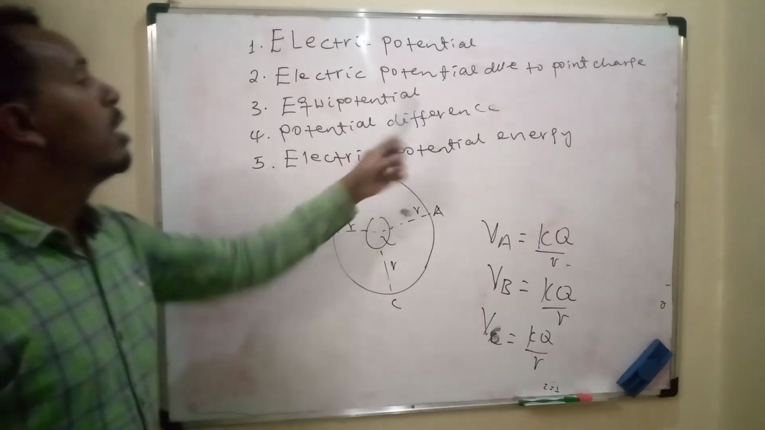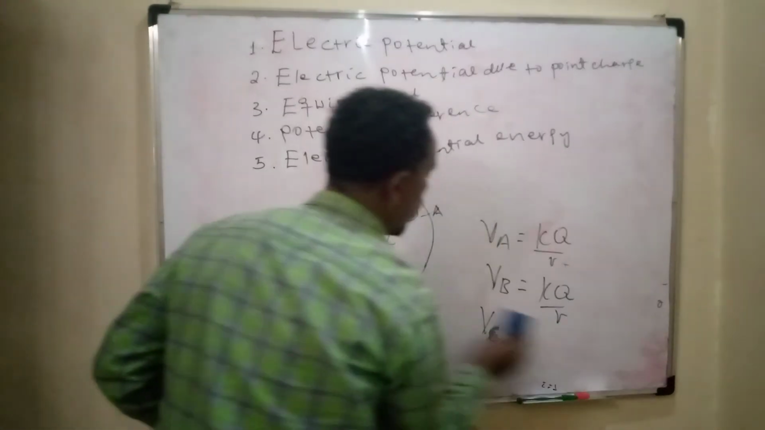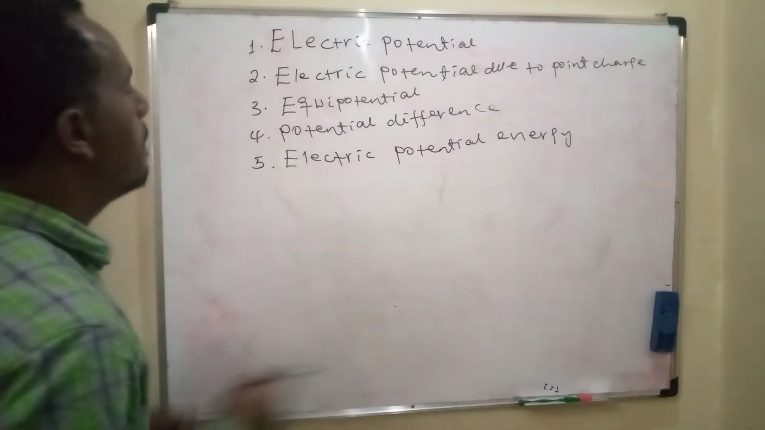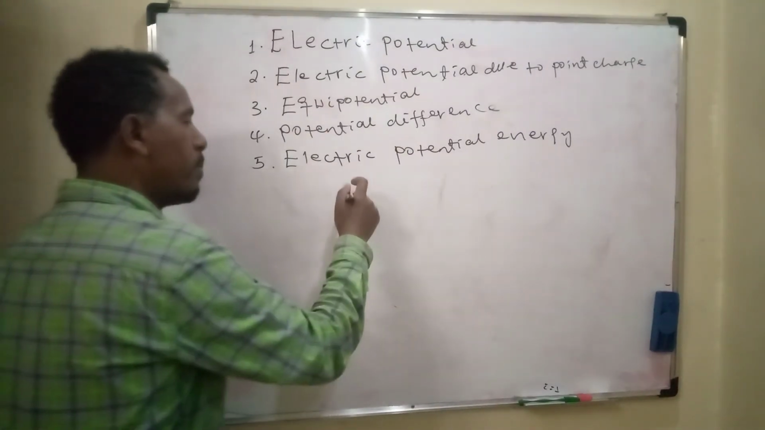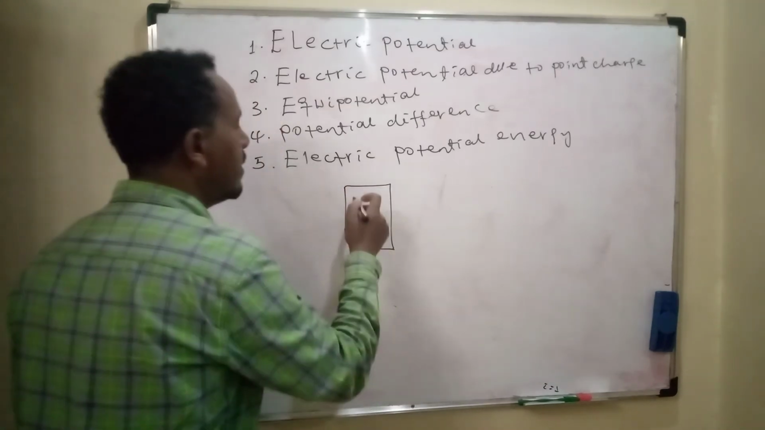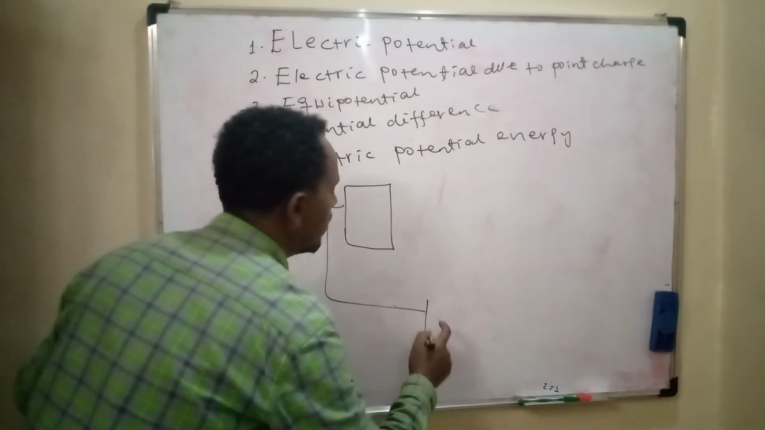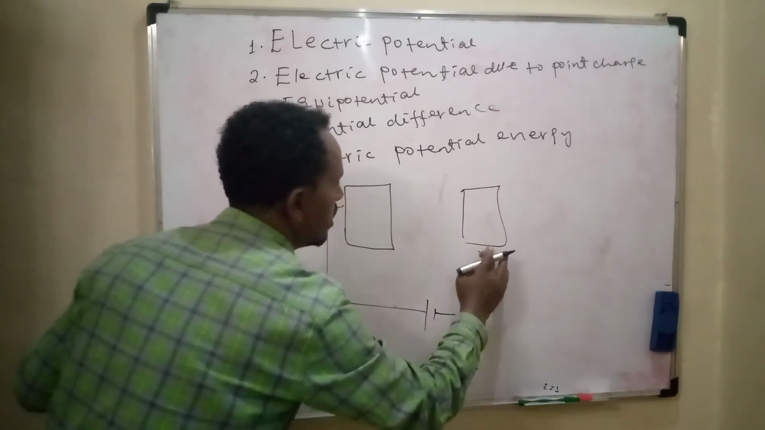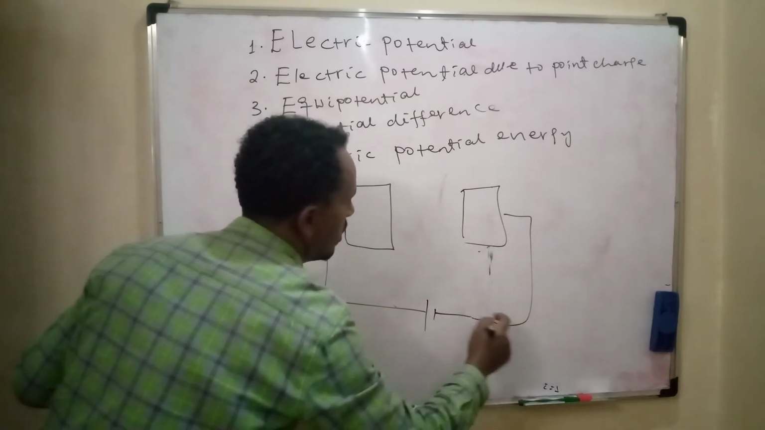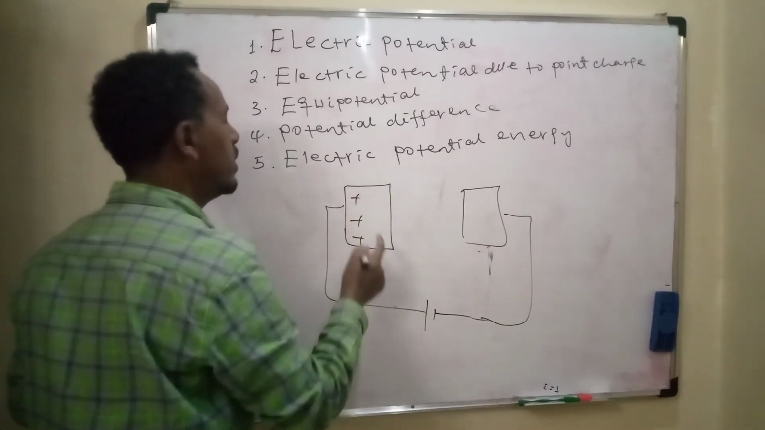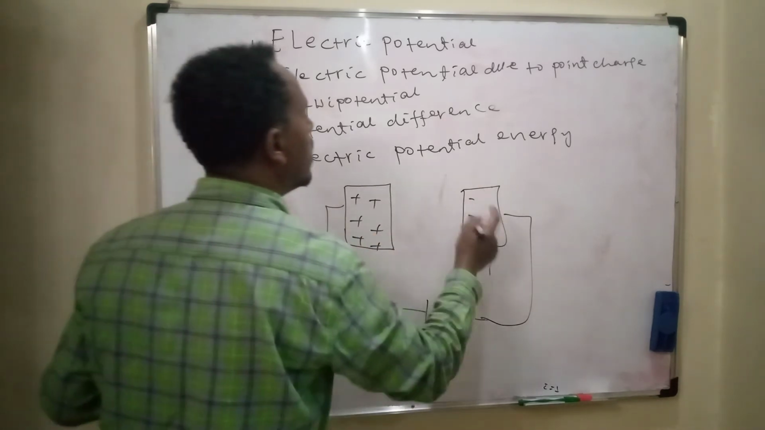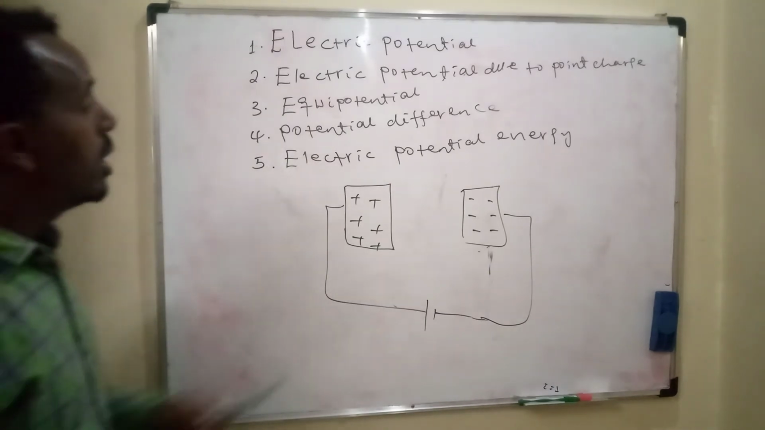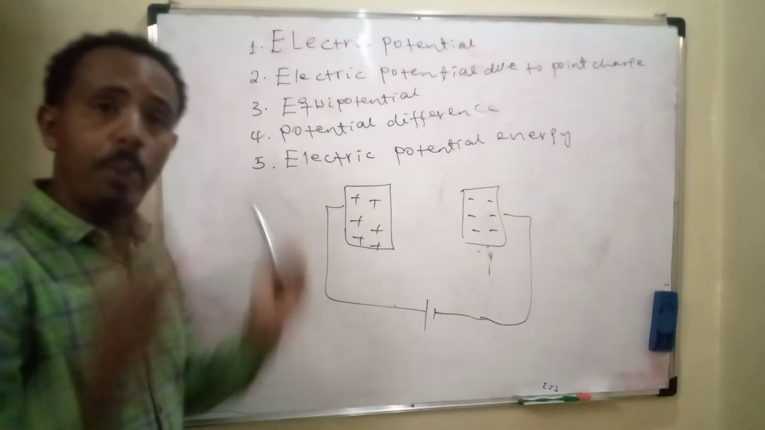The other point is potential difference. This is the difference in potential between two points. For example, let's say this is a capacitor and another capacitor is placed here. Let's say this is a circuit. This is the positively charged plate of the capacitor, and the negatively charged plate. Here is the distance between them. Now, in between these two plates, there is a potential difference.